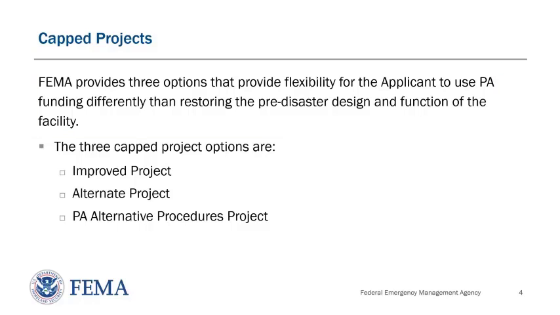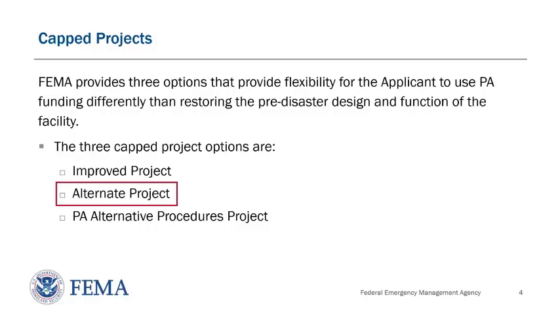The 3 capped project options are improved projects. The applicant may wish to make improvements to a damaged facility that are not required by eligible codes or standards, and a project that restores the pre-disaster function of a facility and incorporates improvements or changes to the pre-disaster design is an improved project.